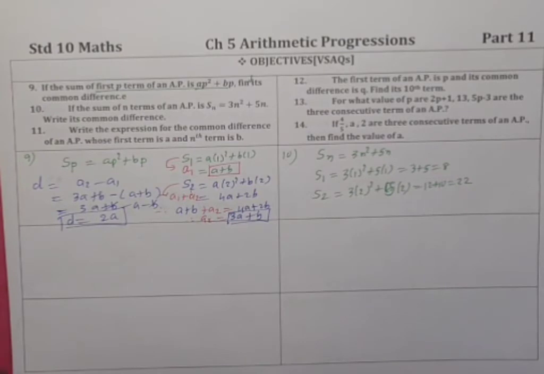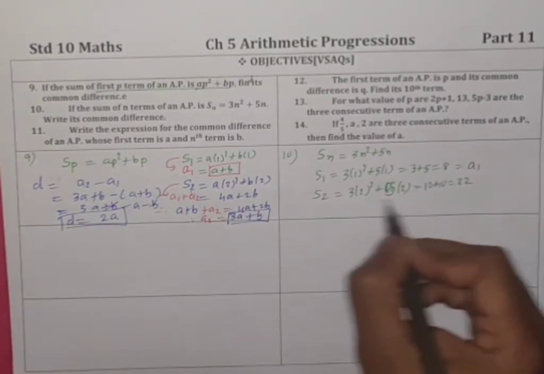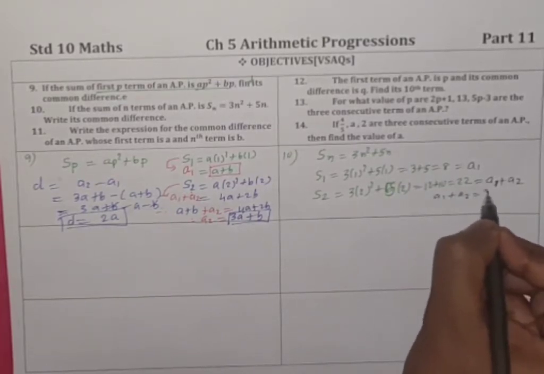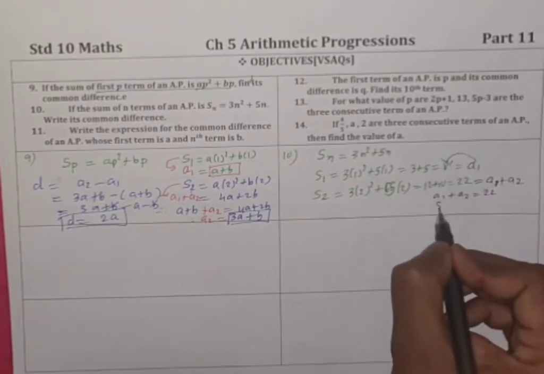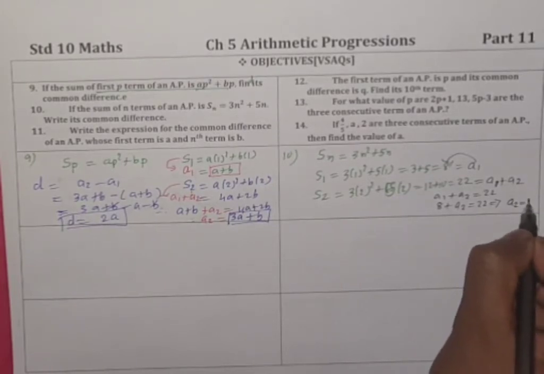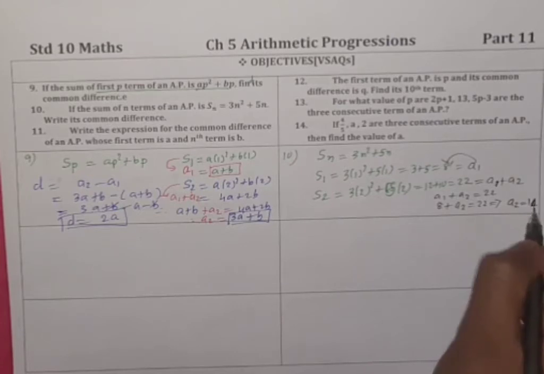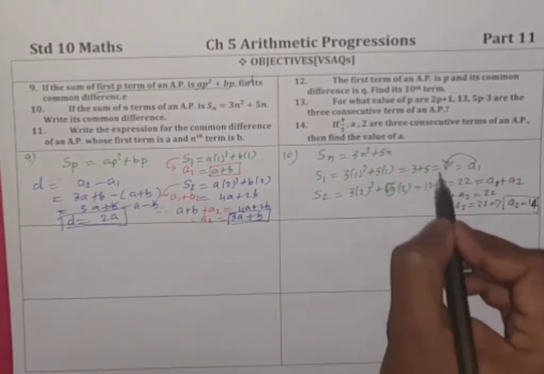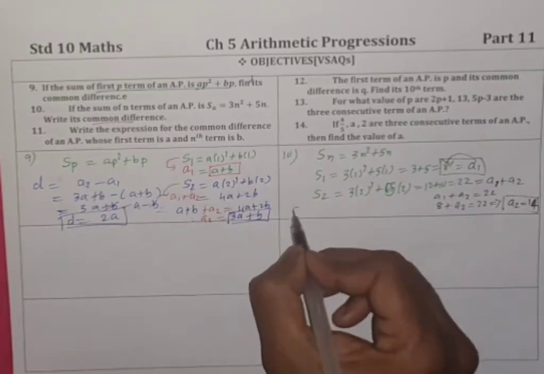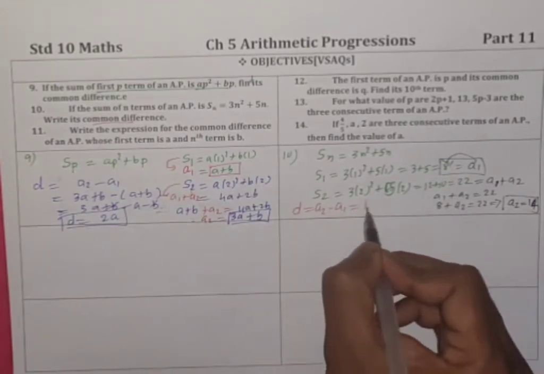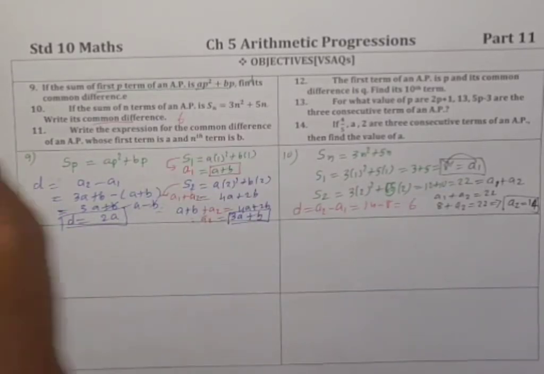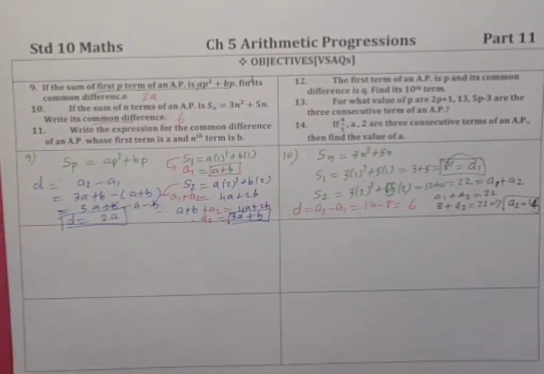Now this S1 is actually your a1, and this S2, the sum of two terms, is a1 plus a2. So a1 plus a2 is 22, but a1 is 8. So 8 plus a2 is 22, which implies a2 is equal to 14. So you got a2 14 and a1 8. Now you can easily find the common difference which you are asked. Common difference is a2 minus a1, that is 14 minus 8, and that is 6. So the common difference is 6. Here the common difference was 2a. Alright. Next one.